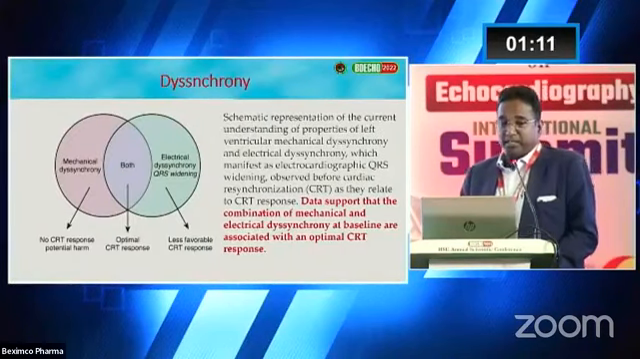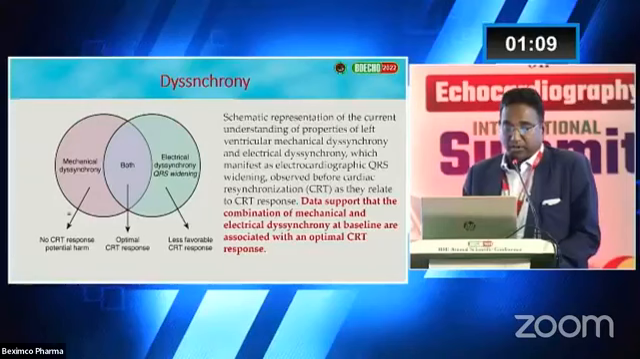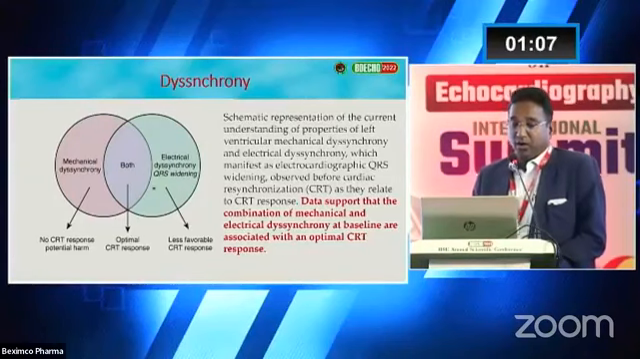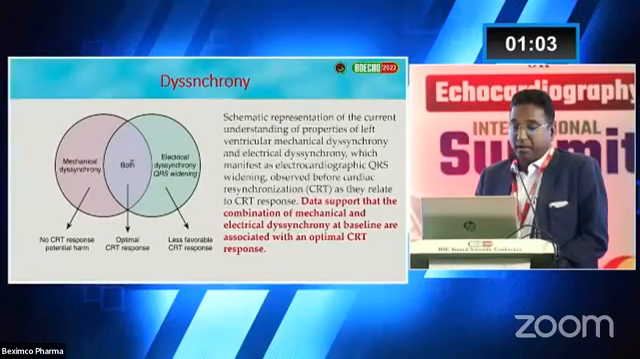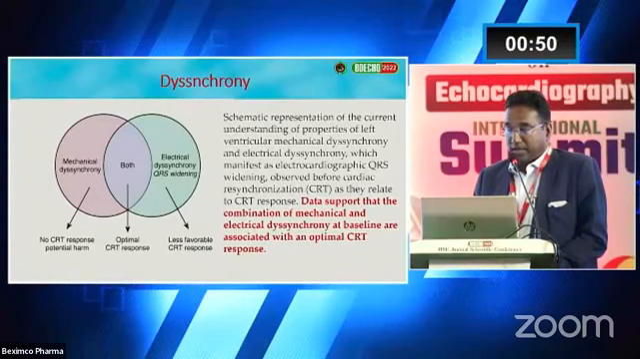There are three types. One is mechanical dyssynchrony. In heart failure with ICM and DCM patients, both having electrical as well as mechanical dyssynchrony, that is the optimal CRT response, and electrical dyssynchrony alone is less favorable for CRT. Studies support that electrical dyssynchrony is the best associated with optimal CRT.